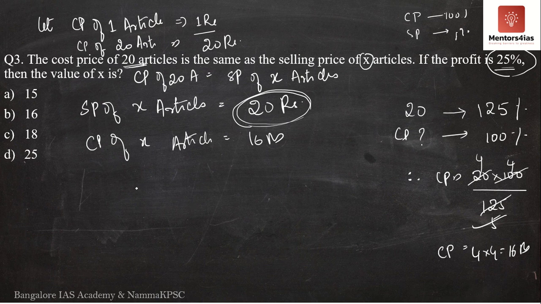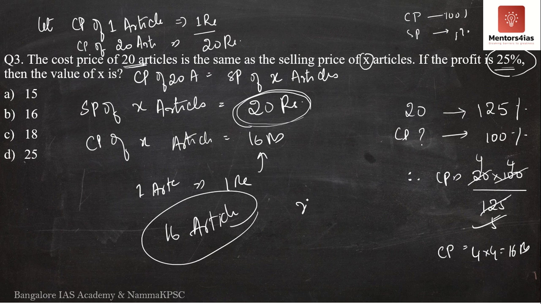Now based on our assumption, one article costs 1 rupee. Then for 16 rupees, how many articles? Obviously it is 16 articles. Therefore X is equal to 16 articles. The correct answer is 16. The correct option is option B. So I hope you understood the question as to how to approach. So assuming something to be 1 rupee in these kind of questions makes it very easy to solve the questions instead of assuming something n or whatever it is.